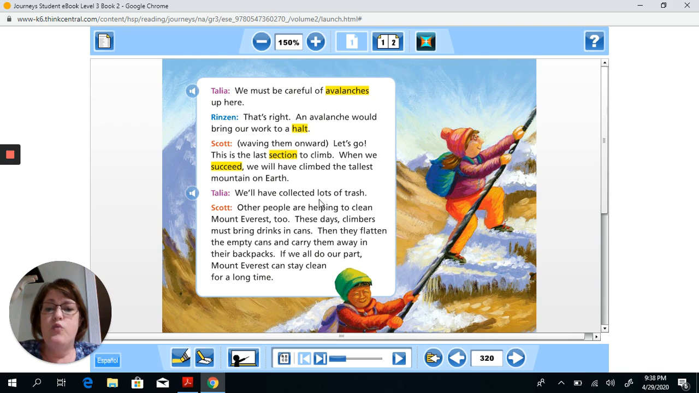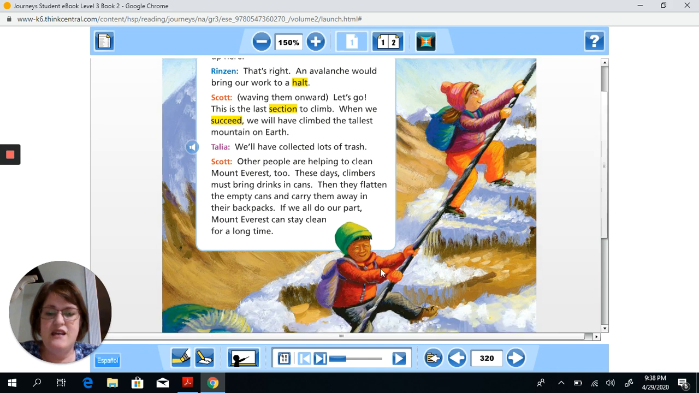Talia says, we'll have collected lots of trash. And then Scott says, other people are helping to clean Mount Everest too. These days, climbers must bring drinks in cans. Then they flatten the empty cans and carry them away in their backpacks. If we all do our part, Mount Everest can stay clean for a long time.